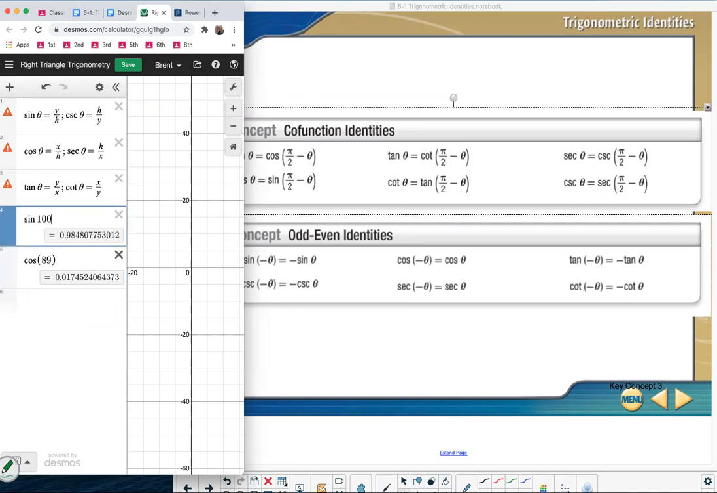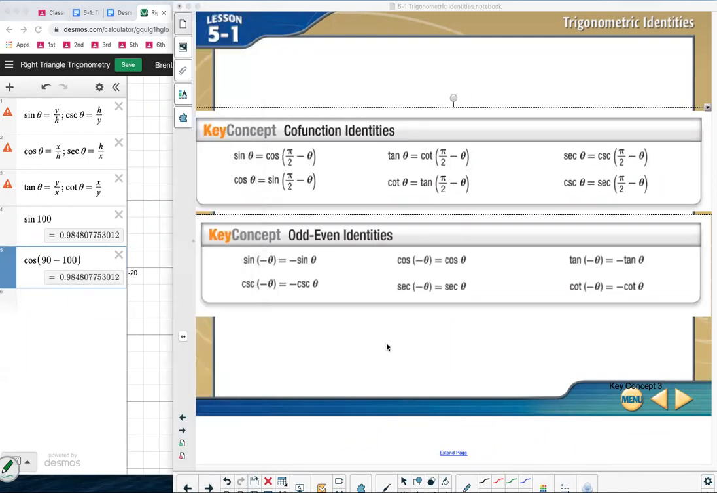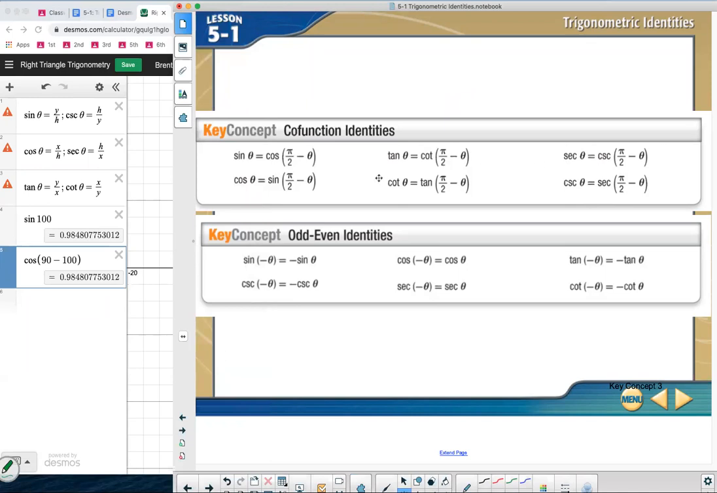Even if you go bigger than 90, 90 minus 100, it still works. Okay, so that's what cofunction is. It's just saying the relationships between complementary angles: sine and cosine, tangent and cotangent, secant and cosecant.